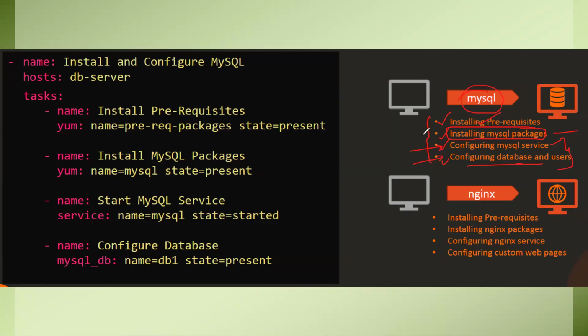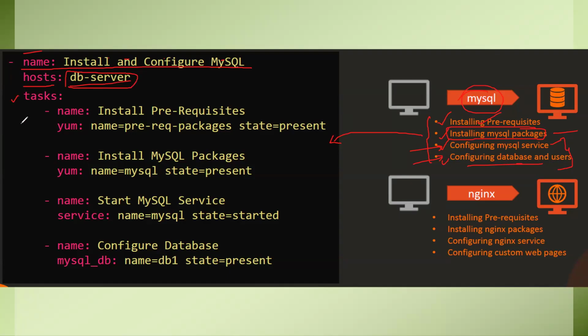So how can you define this in a playbook? Consider I have a playbook here. This is the name of the play: install and configure MySQL. And the host is the DB server. DB server can be an independent server name or it can be a group name that is defined in my inventory file.